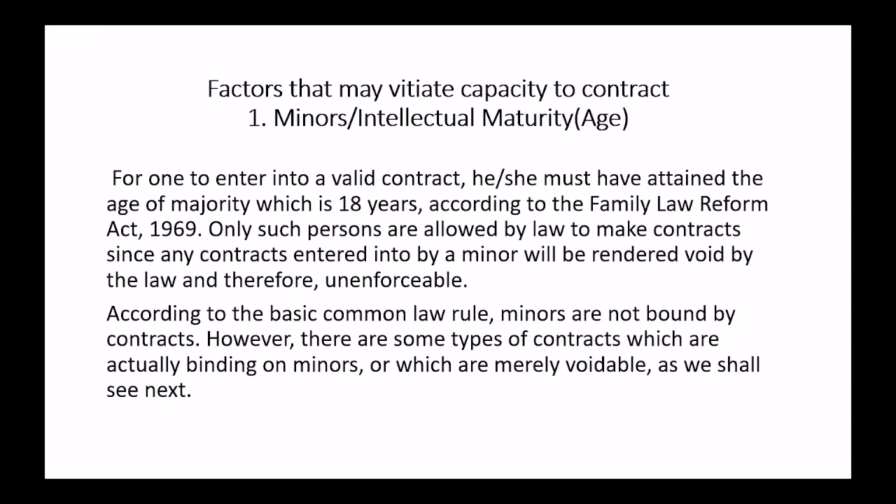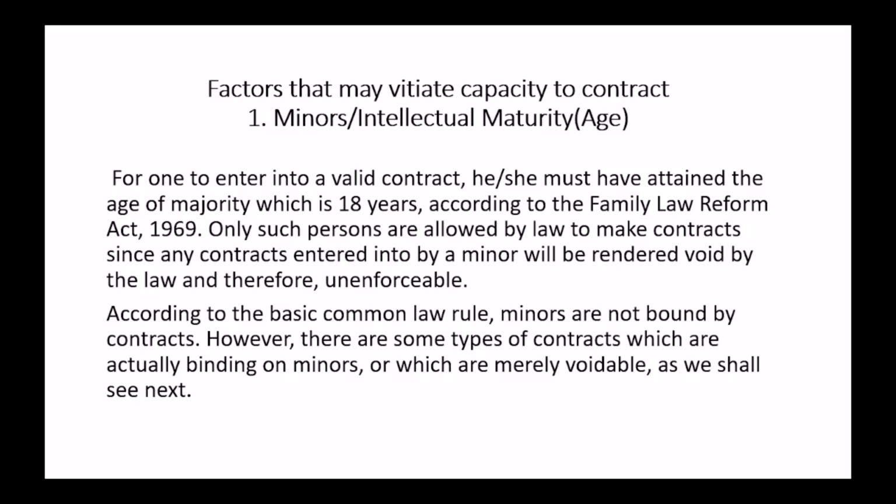So we are going to start by looking at the factors that may vitiate capacity to contract. And the first one is minors, or those persons who have not yet attained the intellectual maturity or age. For one to enter into a valid contract, he or she must have attained the age of majority, which is 18 years according to the Family Law Reform Act of 1969. Only such persons are allowed by law to make contracts, since any contract entered into by a minor will be rendered void by the law and therefore unenforceable.